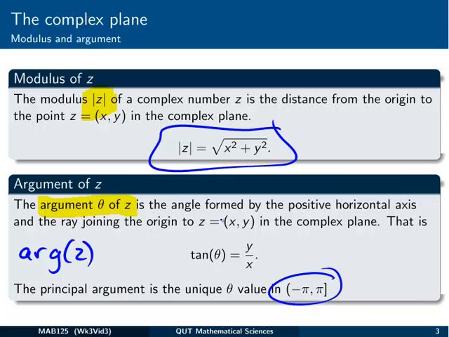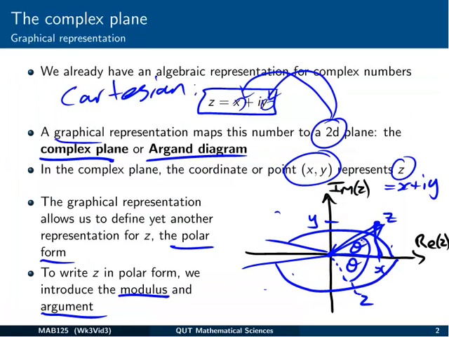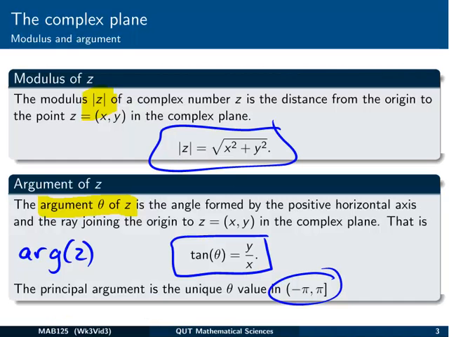So it's the angle formed by the positive horizontal axis and the ray that joins the origin to z. In other words, again using some trigonometry, theta is the angle which has a tan of y over x. So let's just have a look at this one for example. Tan of theta is opposite y over adjacent x. So theta is that angle.